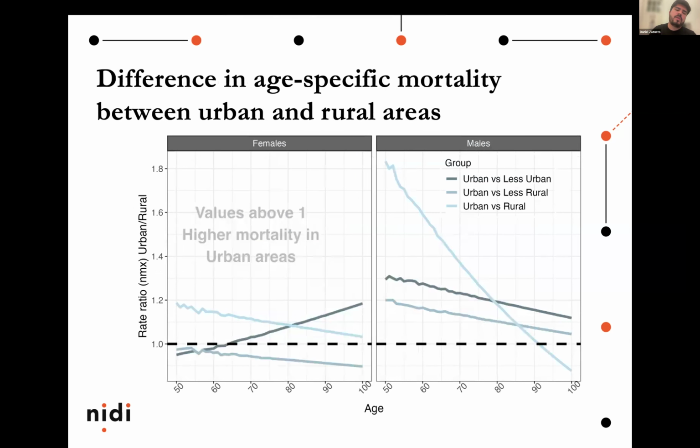And first, we decided to look at where the differences are in terms of the mortality rates, no? So this graph shows the rate ratio. Basically, it is how many times higher the mortality is in urban areas. So all positive values indicate how many times higher the mortality in urban areas is in each age-specific group. So for males, what we observe is that almost virtually before age 90, the differences are much higher in urban areas. So the mortality there is a little bit higher.